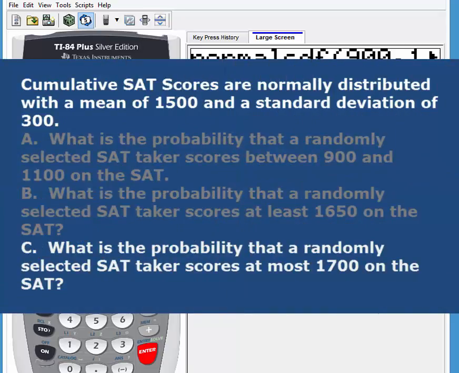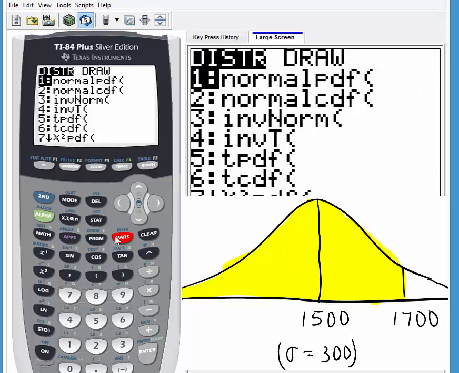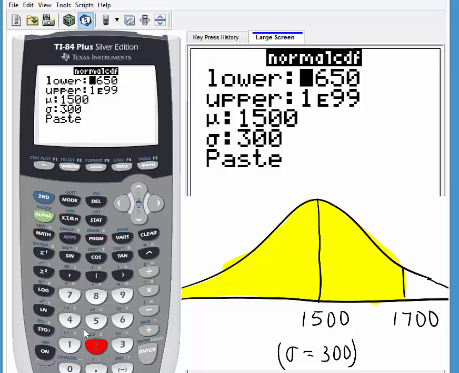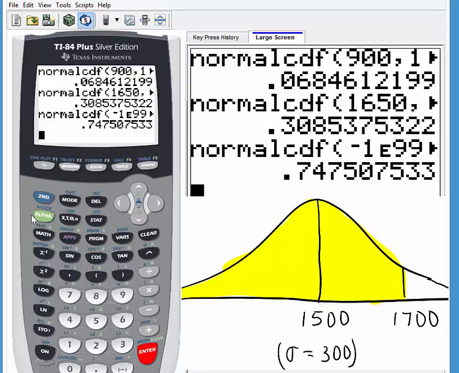Okay, part C. What is the probability that a randomly selected SAT taker scores at most 1700 on the SAT? Again, draw this out. So at most means I'm going to be shading to the left. And let's access the distribution, number 2. So lower bound this time is actually going out to negative infinity. So I'm going to put negative 1e99. Upper bound 1700. And the mean and standard deviation 1500 and 300 respectively. Press paste and press enter. So about 0.748. It's almost 75%.